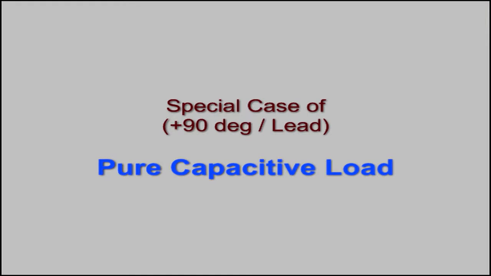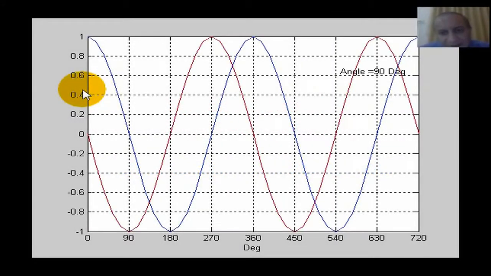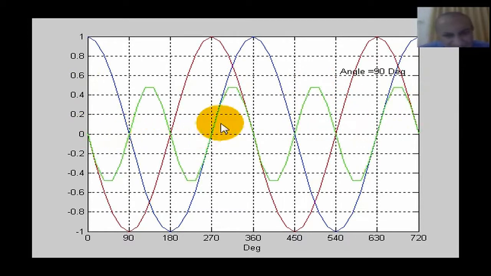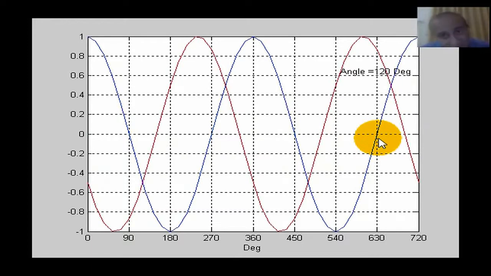Now we have 90 degrees, and this is a very important case. When we have a 90-degree phase difference, the positive power equals the negative power, so there is no average DC. The average power consumed is zero, and this is the case of a pure capacitor or pure inductor. In this case, we are talking about leading, so it's a pure capacitor.